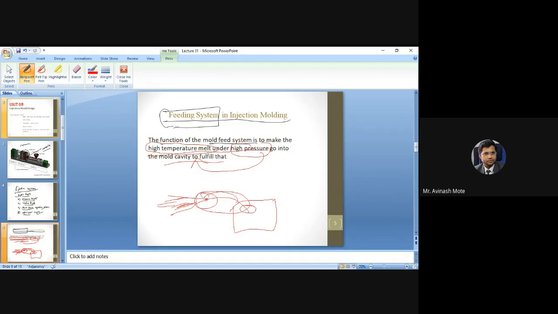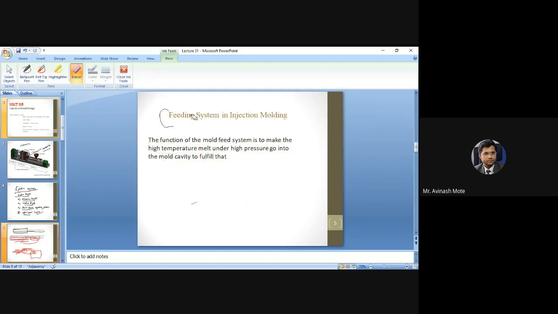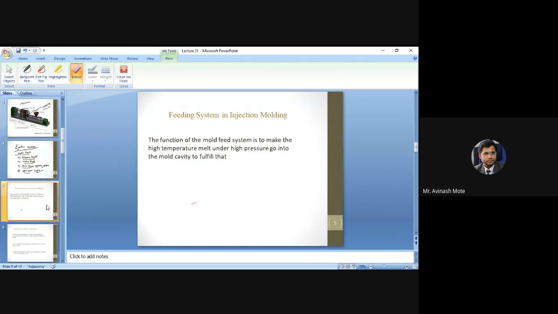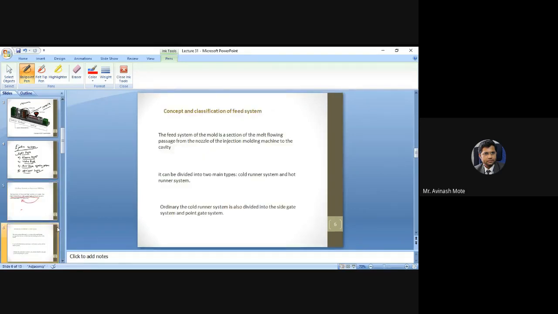Getting it? So to carry high temperature high pressure molten material into the mold cavity, that is the feeding mechanism. The definition looks very simple, but there are too many complicated mechanisms involved in it. So the simple definition: high temperature high pressure material to be carried into the mold cavity. To fulfill that, now let's see some details about this feeding mechanism.